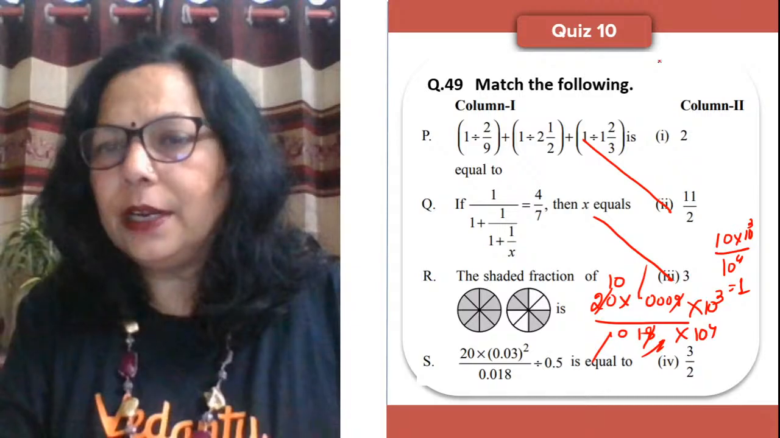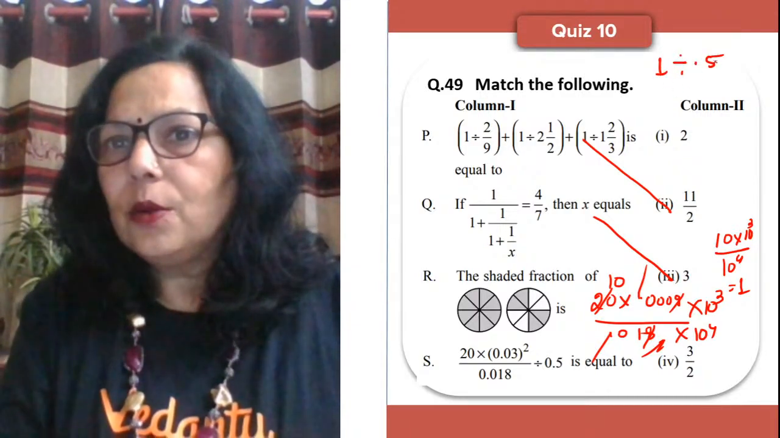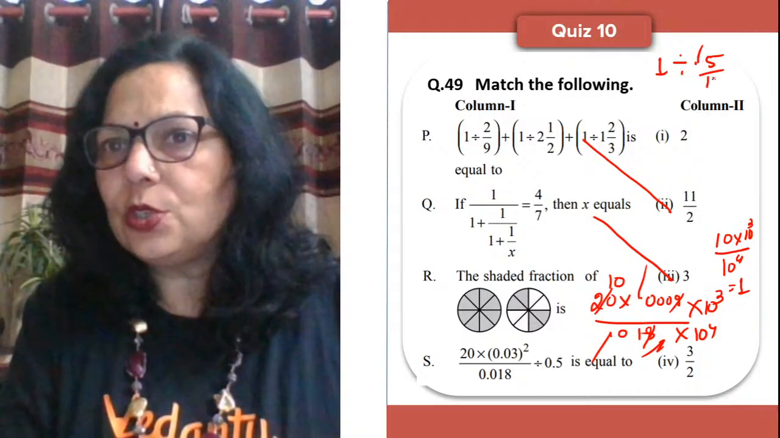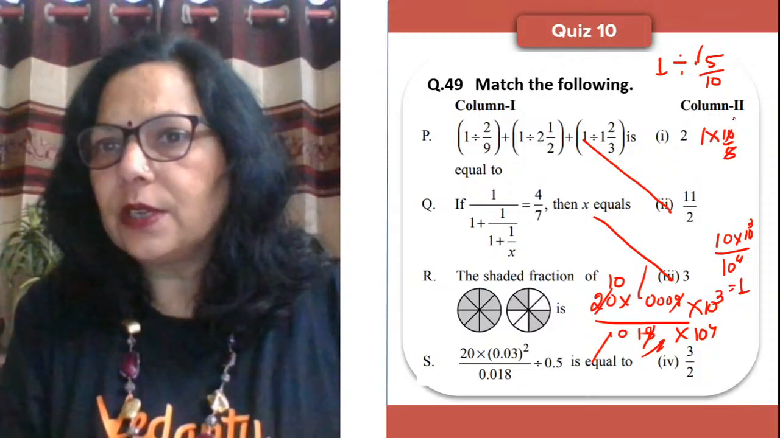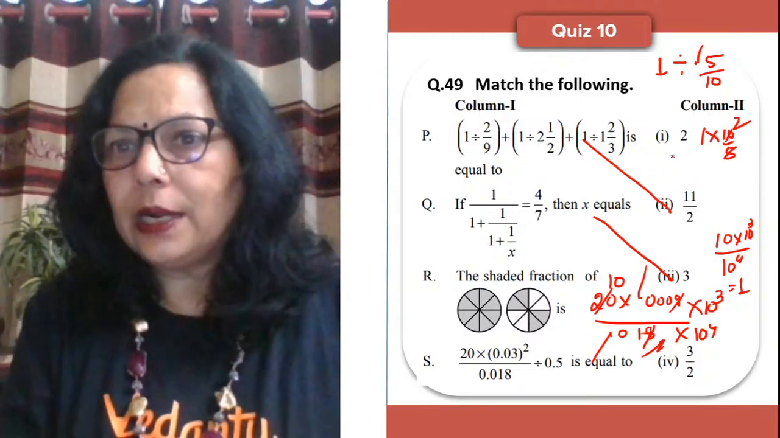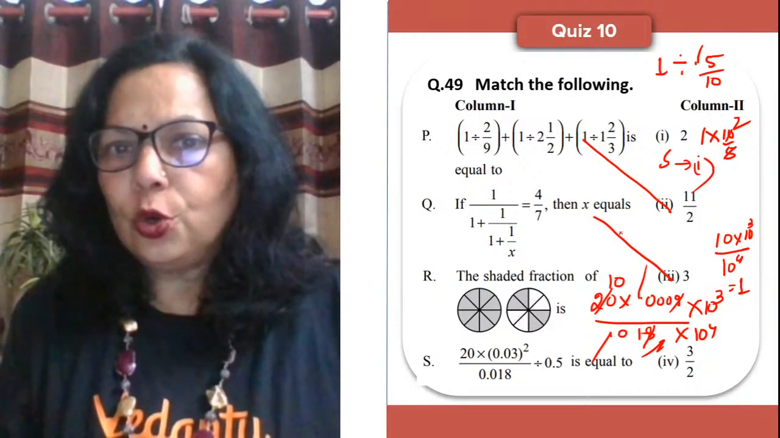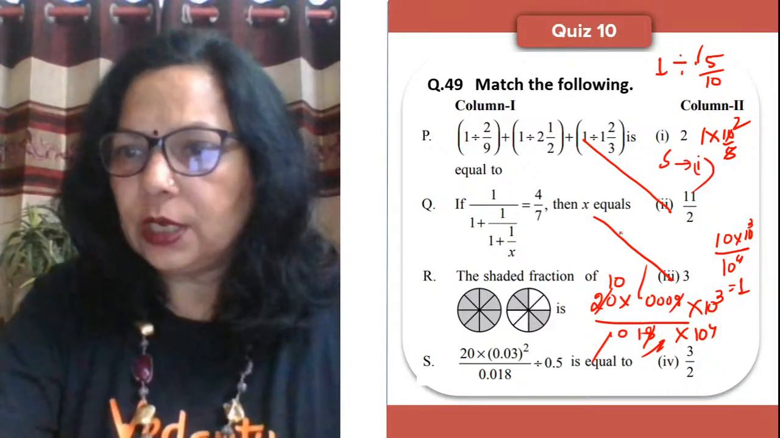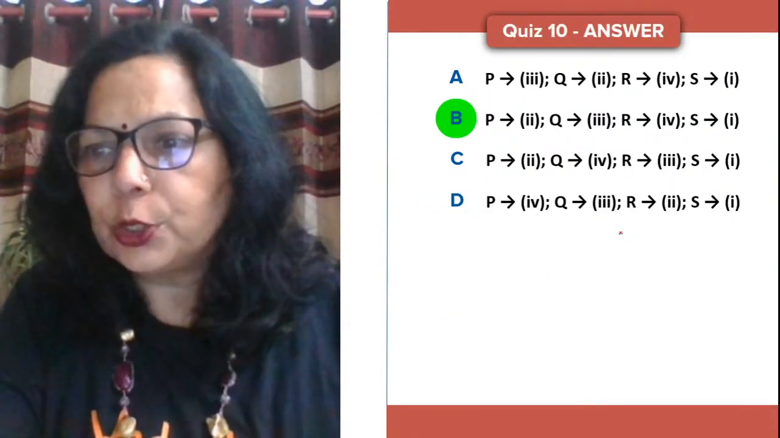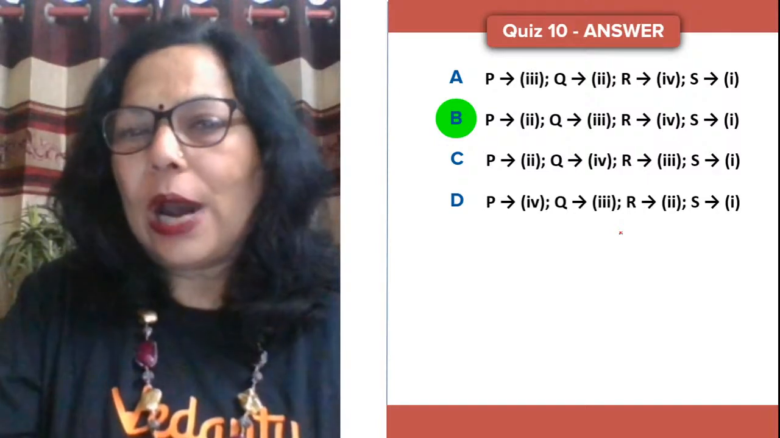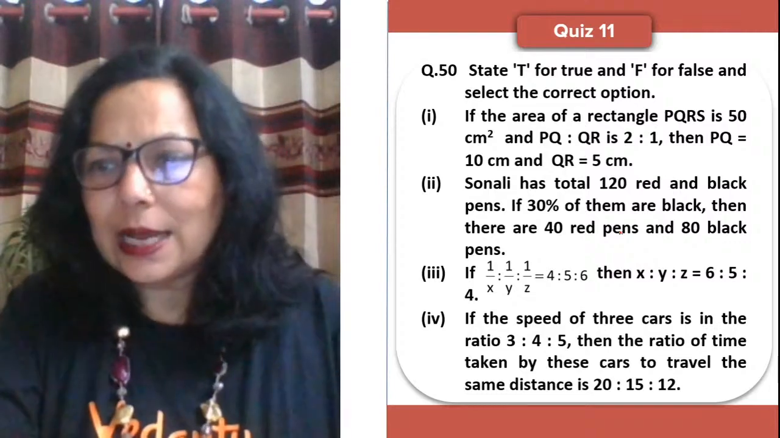Now 1 divided by 0.5. That is 1 divided by 0.5, you write it as 5 by 10. So 1 into 10 by 5, this gives you 2. So your last part, S matches with first, right? So R will match with the third part, right? So now you get the answer as option B, right? So I hope all of you have understood this question. And then we reach to the last question.